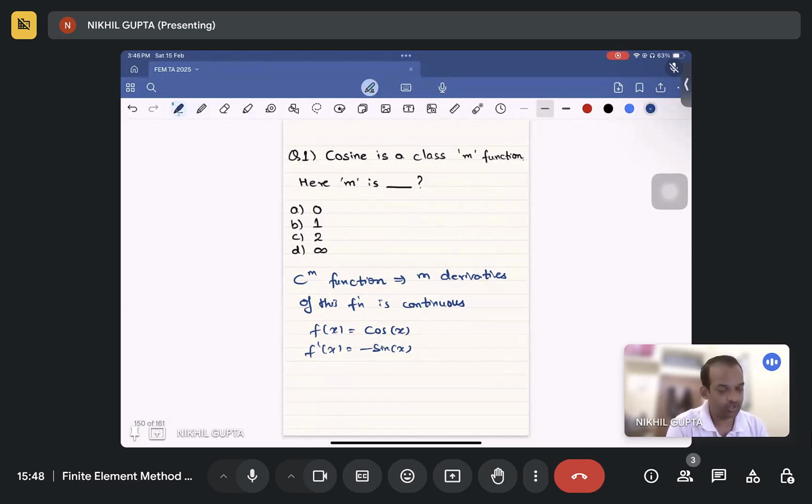Tell me, is sin x continuous? Yes. Now let's do a differentiation. It will give you cos x. Is cos x continuous and differentiable? Yes, it is.